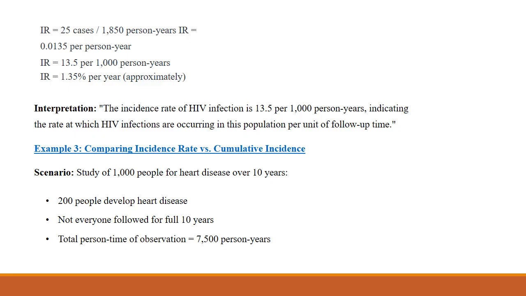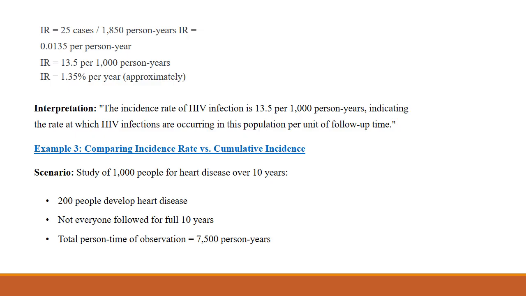So our incidence rate will be 0.0135 per person-year. We can also represent our results as a percentage, approximately 1.35% per year. Now example number 3, comparing incidence rate versus cumulative incidence.